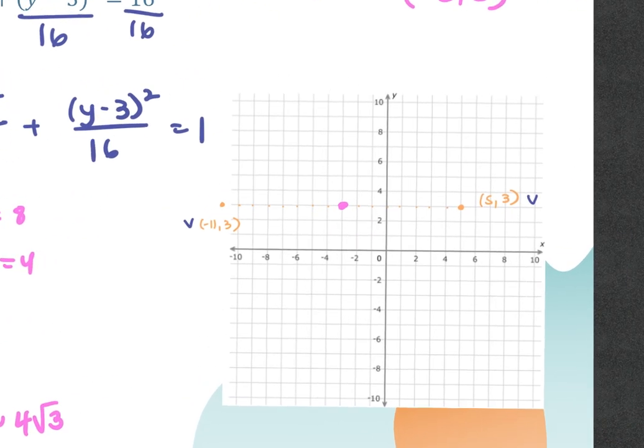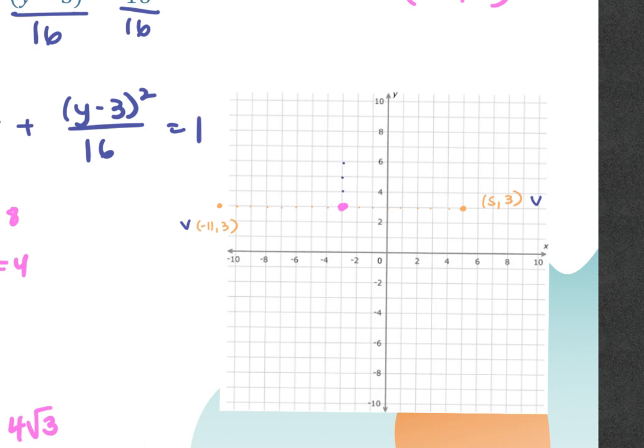Co-vertices, B is 4. So I'm going up 1, 2, 3, 4, down 1, 2, 3, 4. Those coordinate points are negative 3, 7, negative 3, negative 1. Those are your co-vertices.